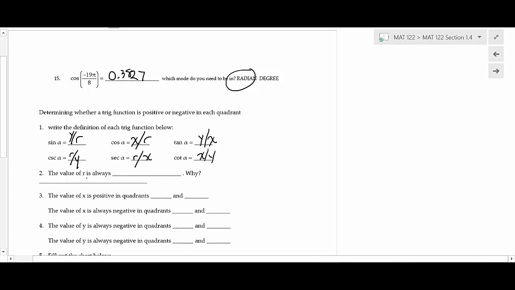Okay, now what did I say about r? What kind of number is it? Yes, it's a positive. Now, why is it positive? What does r represent?